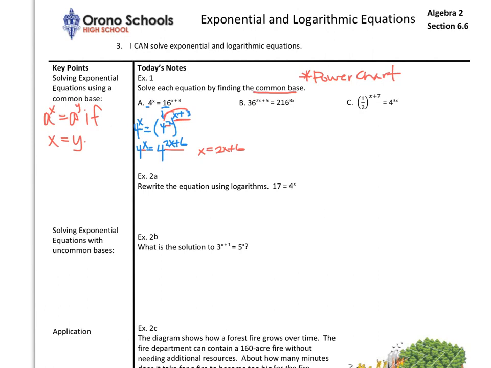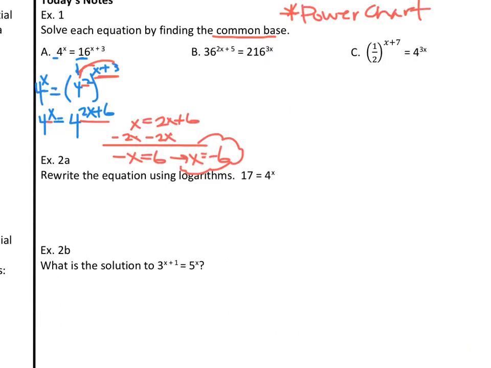Now we just need to solve for x. If I move 2x to the other side, that gives me negative x is equal to positive 6. Therefore, x will equal negative 6. So in this example, we just had to change one base to get it to match the other one. That won't always be the case. Let's move on and try example B.